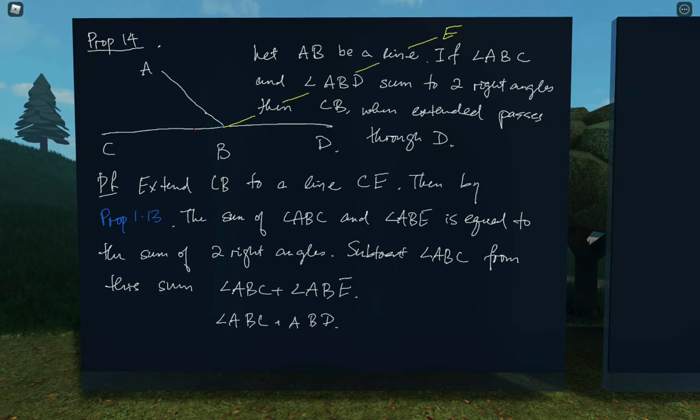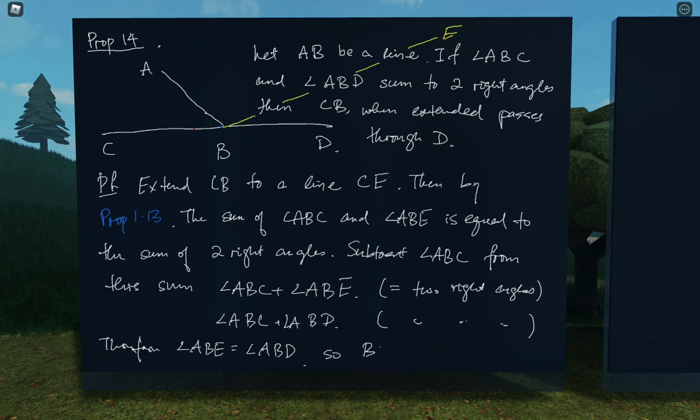Okay, and so this implies, so these are equal, right? So I'm just going to put in brackets here that this is equal to two right angles by above. This is also equal to two right angles because of what we assumed. So therefore, ABE is equal to angle ABD, right? And so BE coincides with BD, right? Because it's the same angle, it's got to be the same line, they've got to line up.